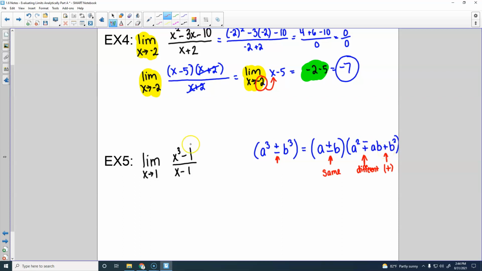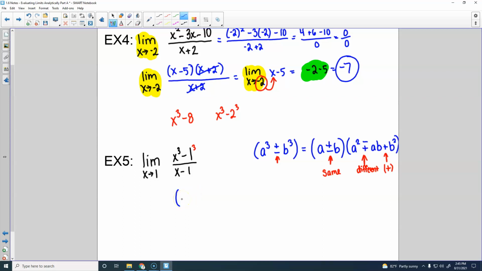So for this, I don't have an a cubed and a b cubed, but 1 is a perfect cube, right? 1 cubed is 1. So I can treat this like it is a cube right here. Or if I had something like x to the third minus 8, I could write that as x to the third minus 2 to the third, because 8 is 2 to the third.